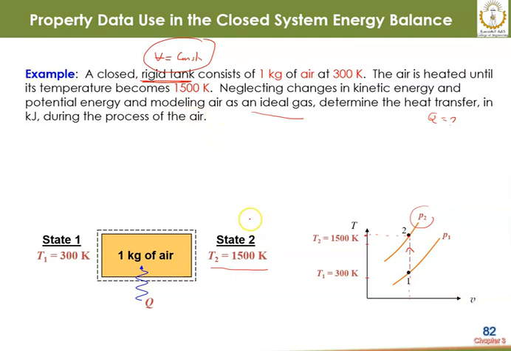You are not told in this example that the volume is constant, but you are told that it's a closed rigid tank. Then you should understand that the volume is constant, and since it is a closed system, the mass is also constant. With the volume constant, the specific volume, which is the volume divided by mass, will also be constant. These are things that you need to notice and use, because as we'll see, this is important to know.